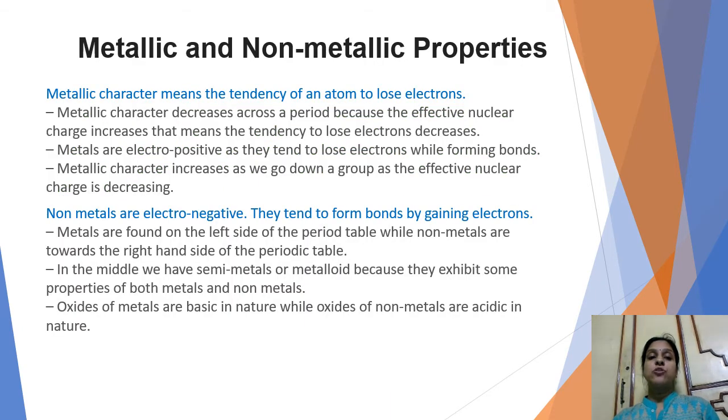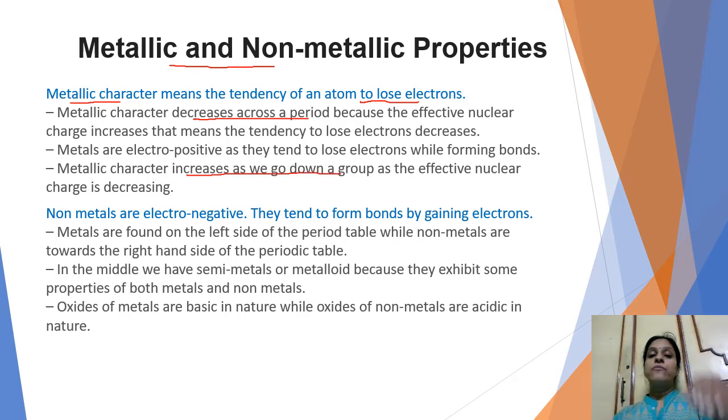Next property which we are talking about is metallic and non-metallic properties. Now beta, first of all, metallic means metallic elements or metals are those elements which have the tendency to lose electrons. Please note down here that those which have the tendency to lose electrons, या जिनके पास free electrons होते हैं, can exhibit metallic character, which goes on decreasing across a period, whereas metallic character increases as we move down in a group.